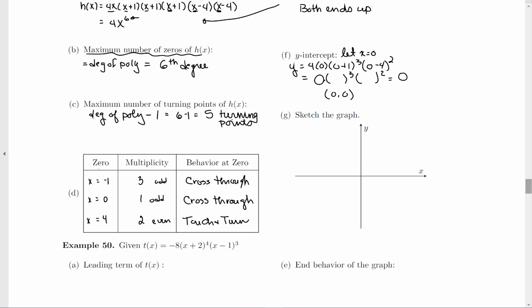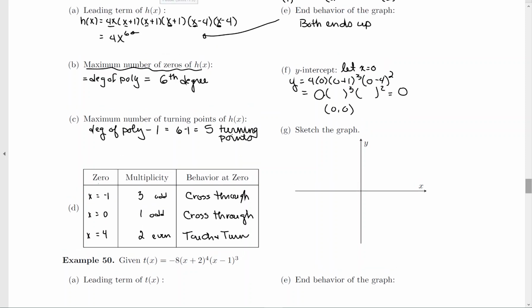All right. So to sketch the graph, the first thing we want to do, and there's an order to this, plot your intercepts. So we've got one at -1, we've got one at 0, and then we've got another one at x equals 4.